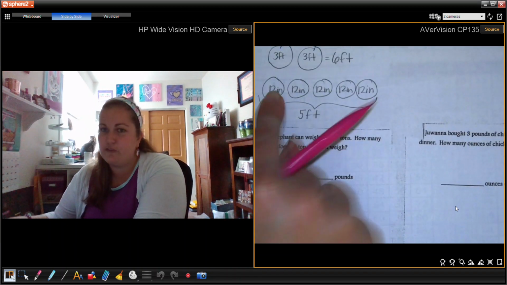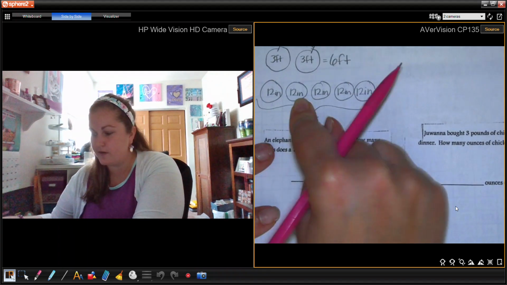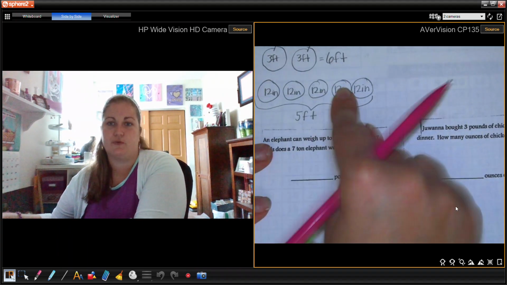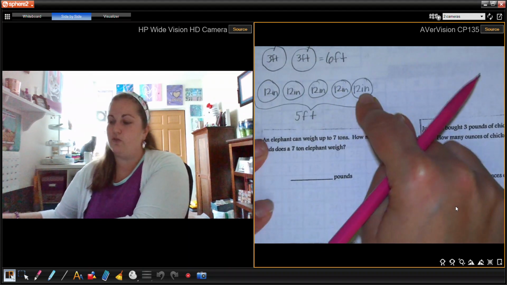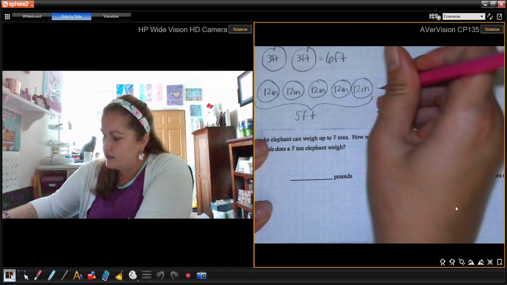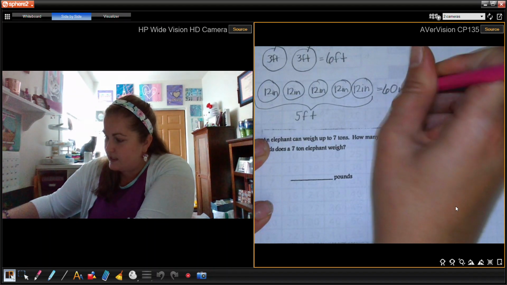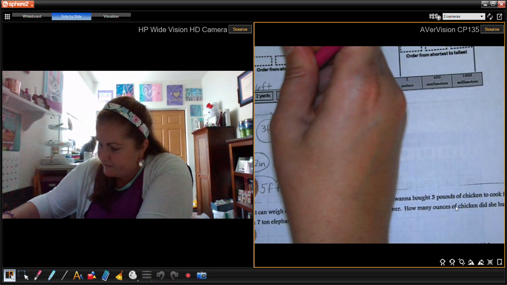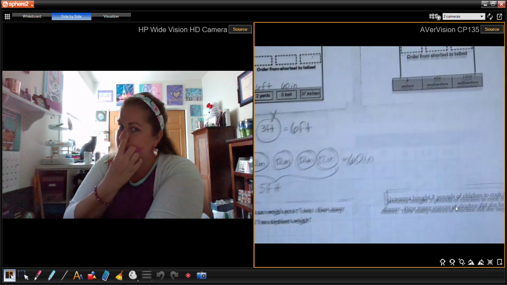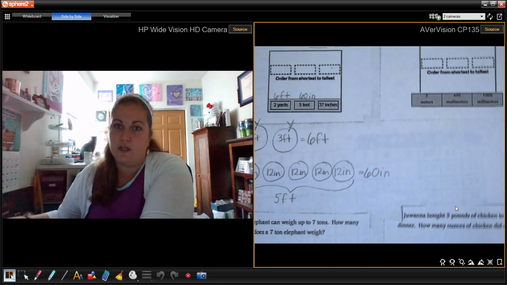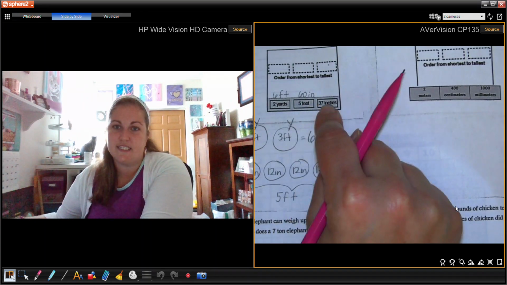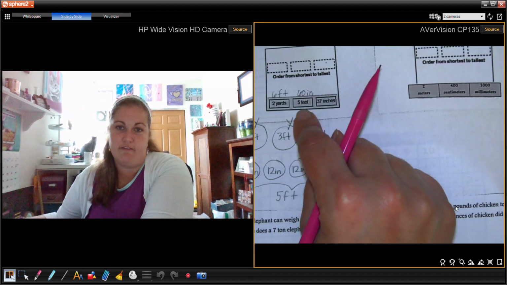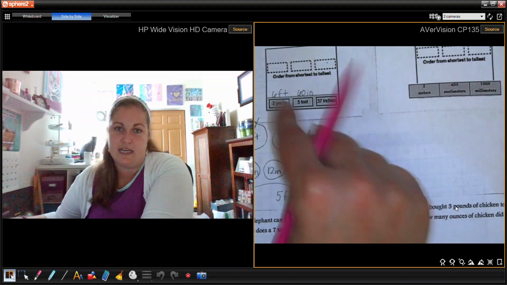So we got 12 plus 12 is 24, plus 12 more is 36, plus 12 more is 48, plus 12 more is 60. Okay, so I have 60 inches. And so I would write that right above it. 5 feet is the same thing as 60 inches. So if I'm comparing, 37 inches is less than that 60. And I know that 5 feet is less than that 6 feet.